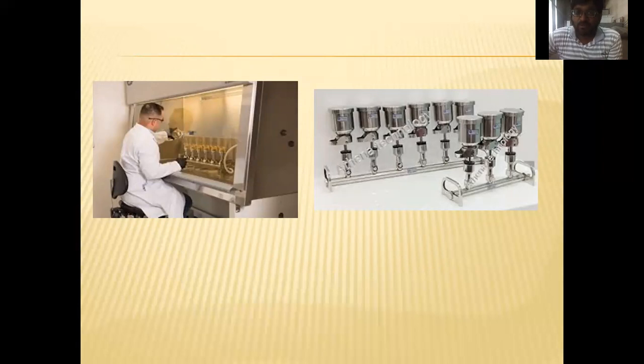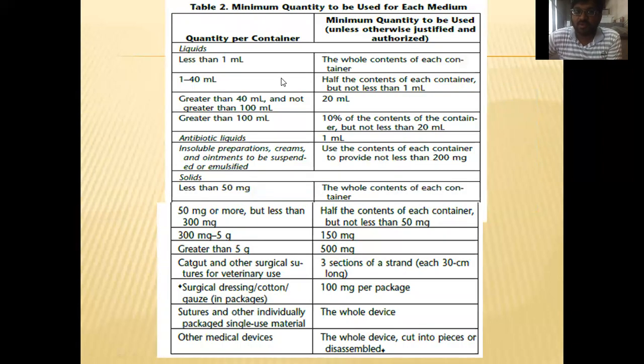The amount varies from product to product. Here, this is the minimum quantity to be used for each medium. As I said, different solutions or products have a different capacity for sterility testing. Here you can see the liquids less than 1 ml, 1 to 40 ml. This is the quantity that is used by the pharma companies. Greater than 40 ml, greater than 100 ml. Antibiotic liquids, and solids. You can see this chart. So as per the different product, you have to do different sampling or different lots from the batch.